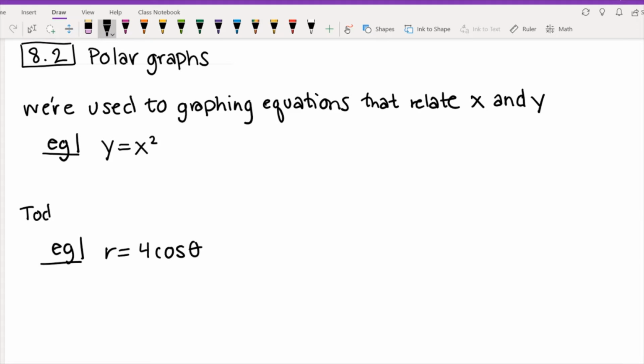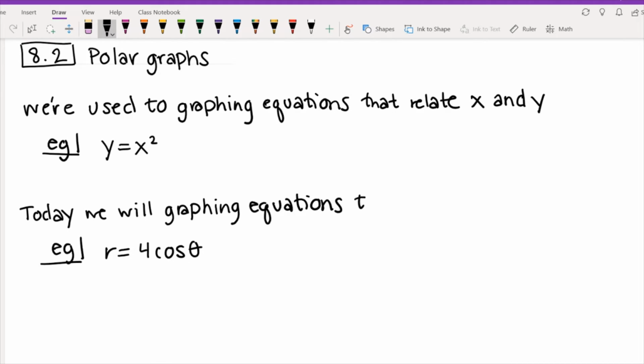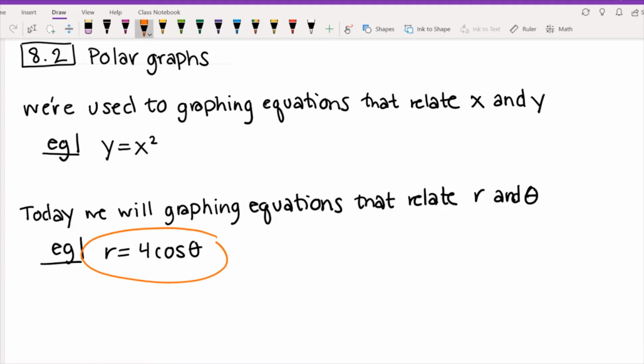So let me write down some context here. Today we will be graphing equations that relate r and theta. So how will we go about graphing this? Well, we'll make a table where we choose different values of theta, the same way that if you were graphing this equation, you would make a table listing different values of x and see what you'd get for y. For this one, we're going to list different values of theta and see what we get for r, and then graph them the way that we've been graphing polar points in the past couple of videos.